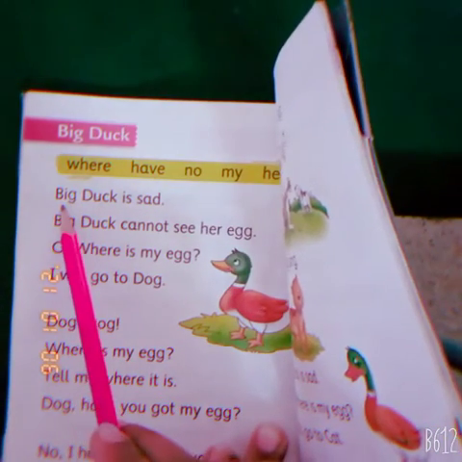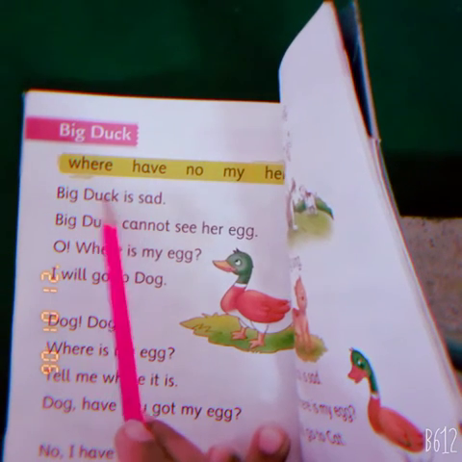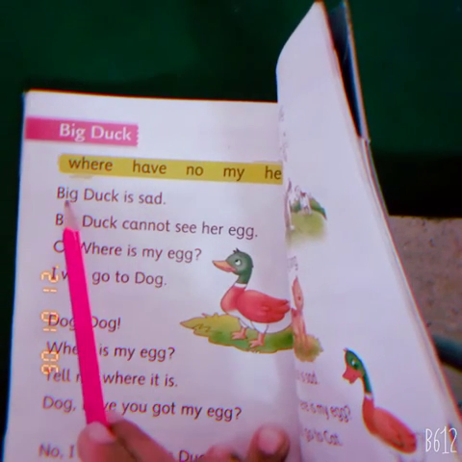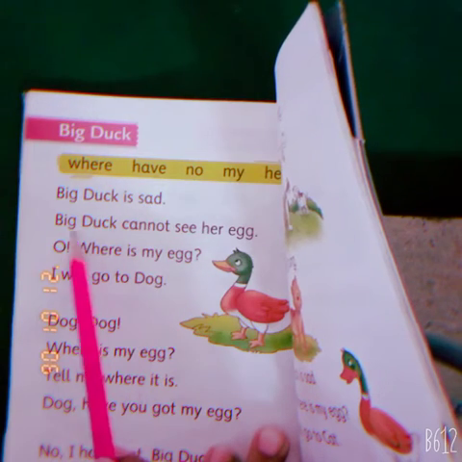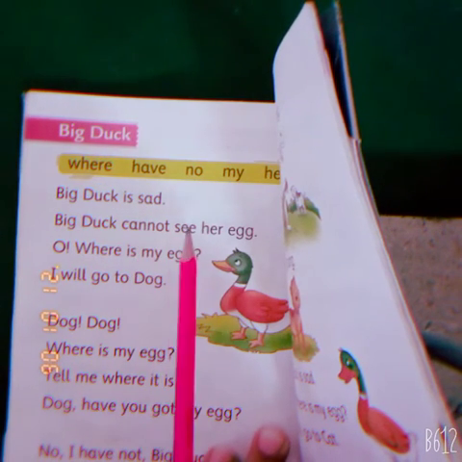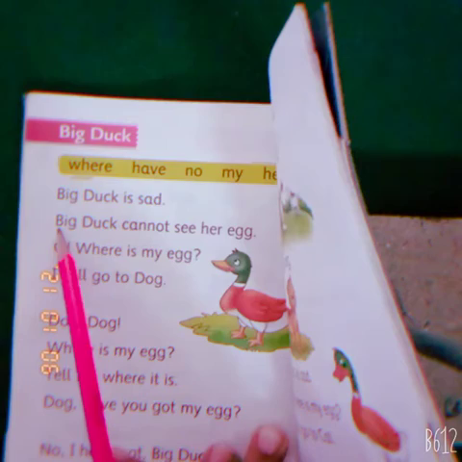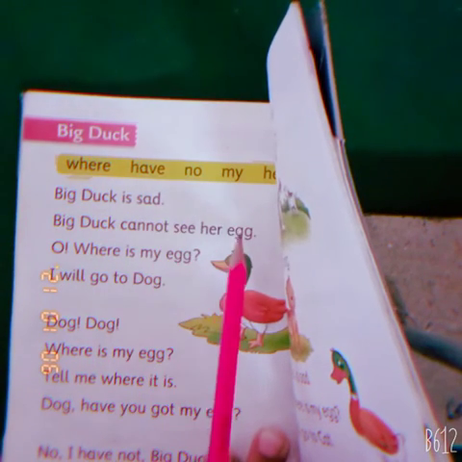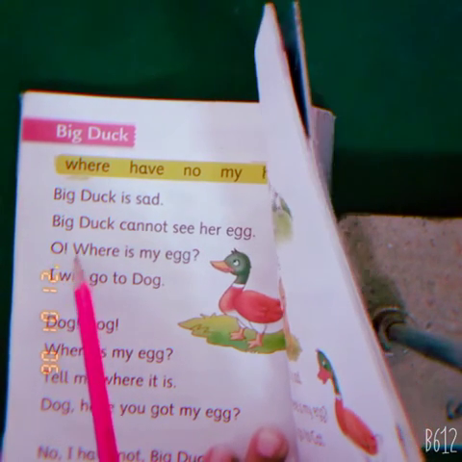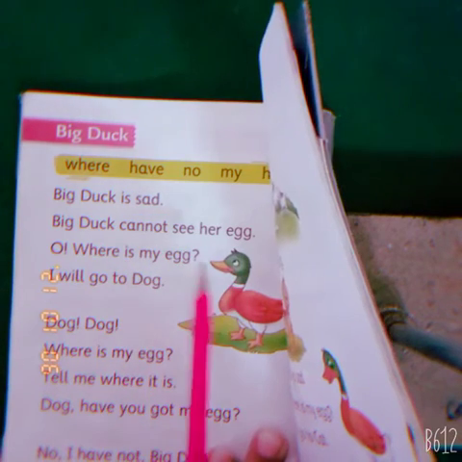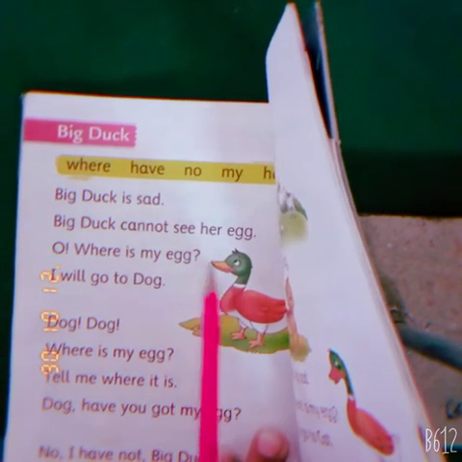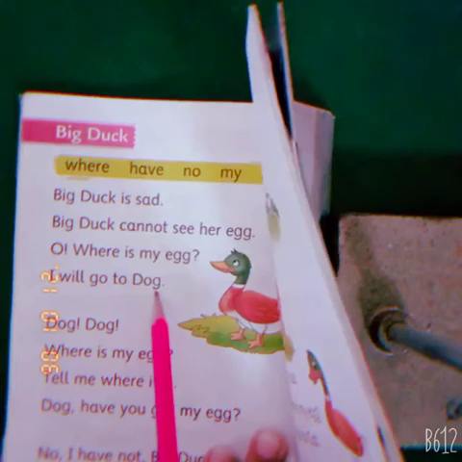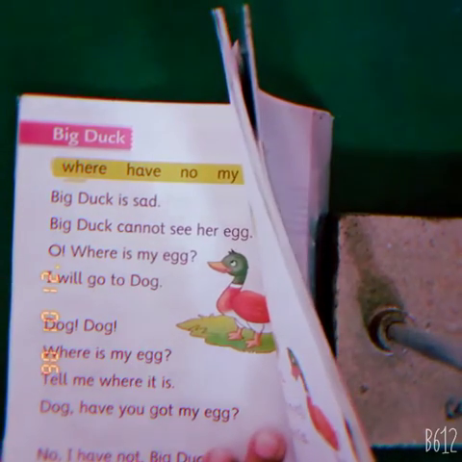What's this? Big duck. Big duck is sad. Big duck cannot see her egg. Oh, oh, where is my egg? I will go to dog.